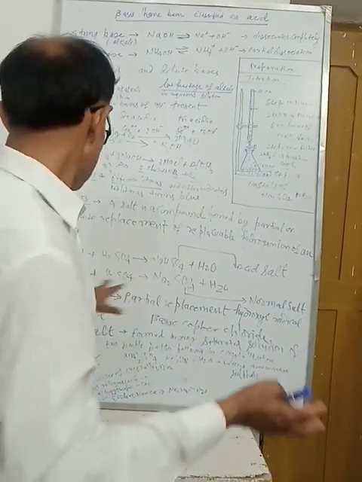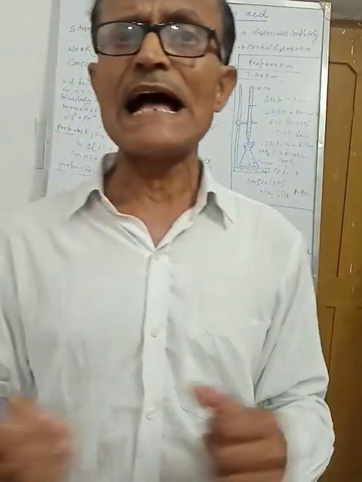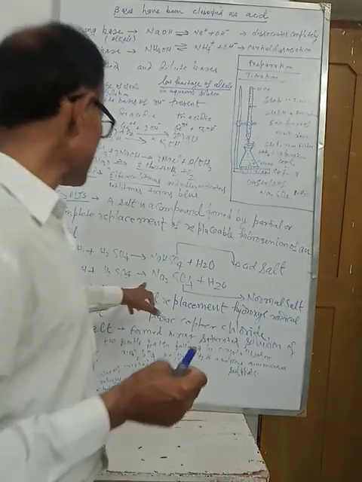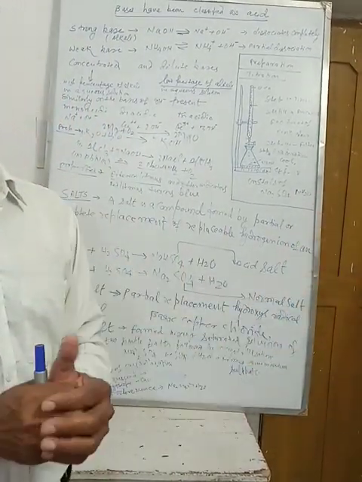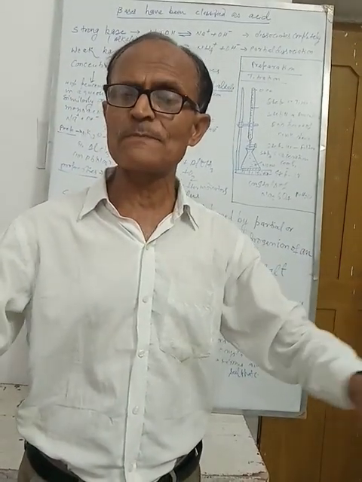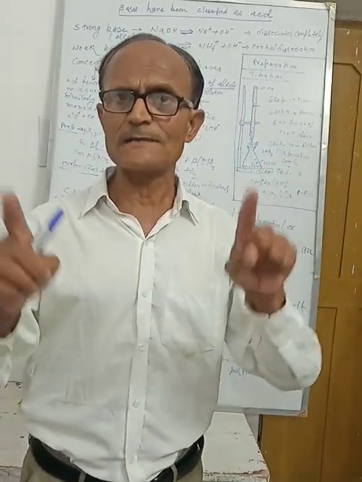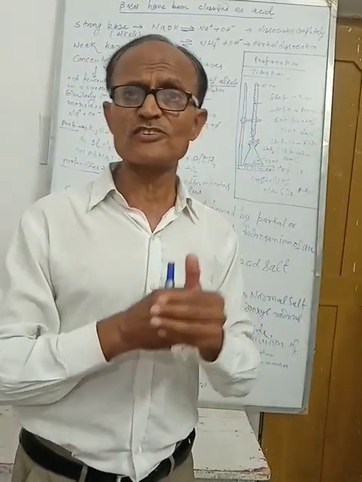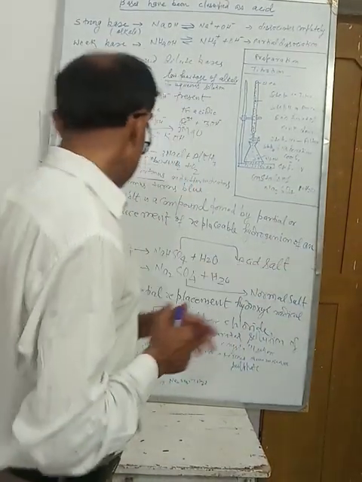At the same time, when we replace both the hydrogen ions of the acid by NaOH, we obtain Na2SO4. That Na2SO4 does not contain any hydrogen ion in it. कोई हाइड्रोजन आयन इसमें प्रेजेंट नहीं है. ये नॉर्मल सॉल्ट हो जाएगा. नॉर्मल सॉल्ट like NaCl, which also does not contain any hydrogen ion in it. ये नॉर्मल सॉल्ट हुआ इस तरह से.